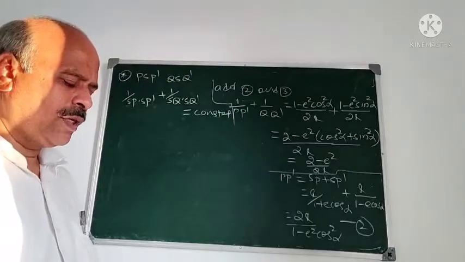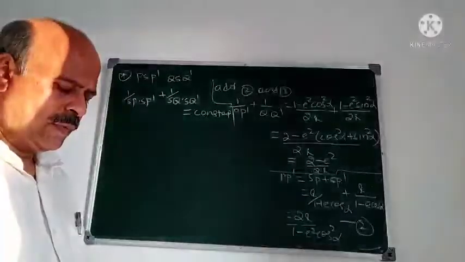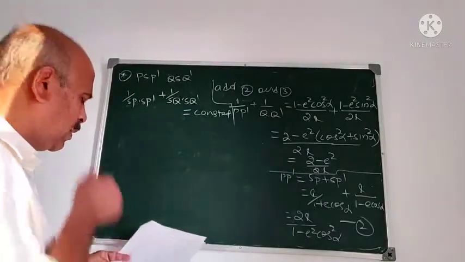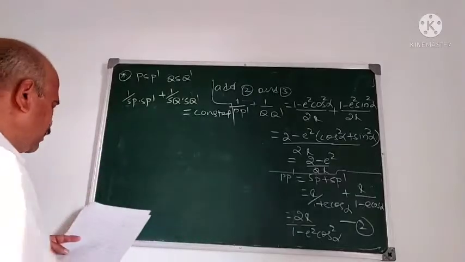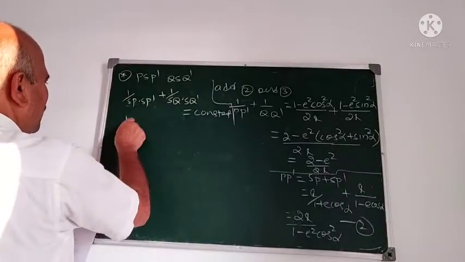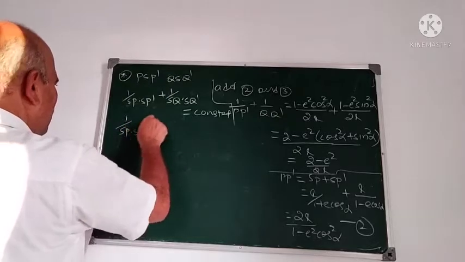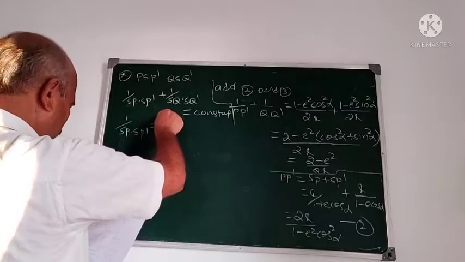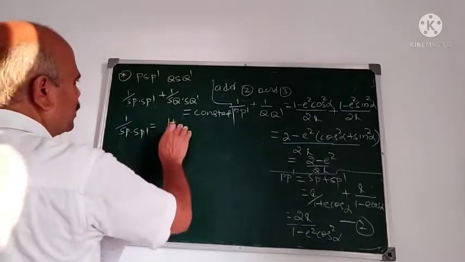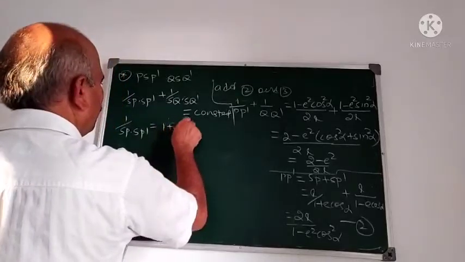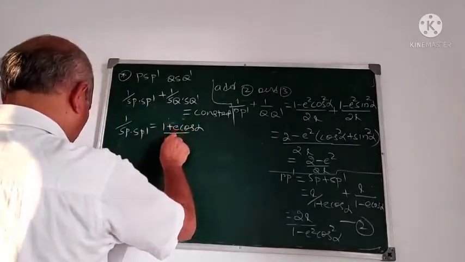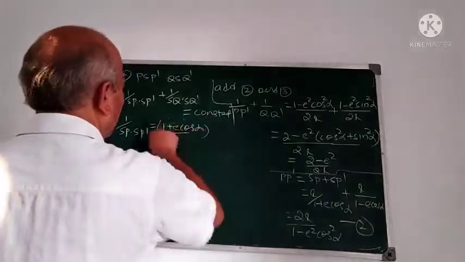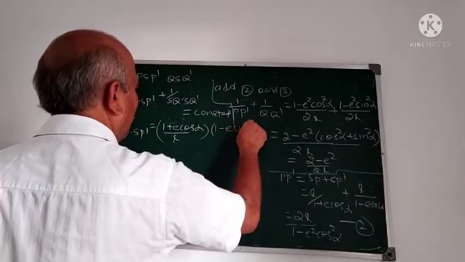Now, what is 1 upon SP? See the previous one. What is the previous problem? 1 upon SP is, I take the previous problem, 1 plus e cos alpha upon l, correct. And what is 1 upon SP dash? 1 minus e cos alpha upon l.